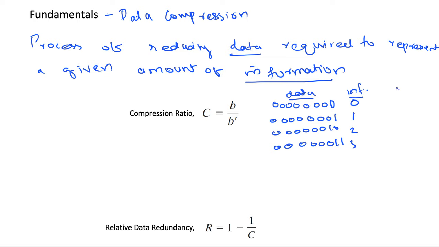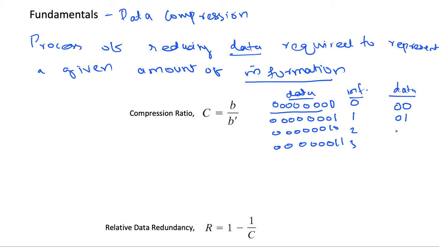Now suppose I am using another data representation to store the same information. You can see that you are storing numbers only from 0 to 3, and you are quite sure that the number will not go beyond these four numbers. Then there is no need to use this many bits to store the information.